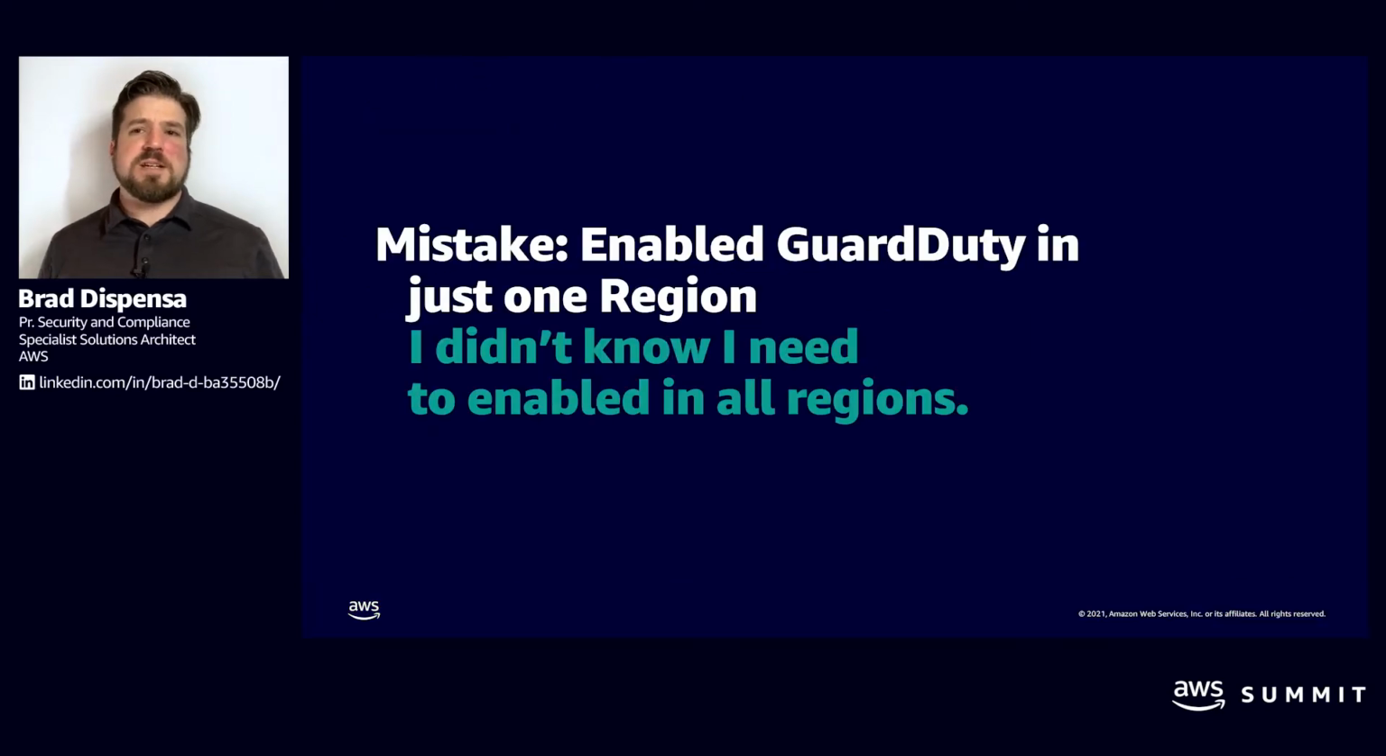So the next mistake I see customers make is they enable GuardDuty, but just in one region. And oftentimes customers didn't know that you need to enable GuardDuty in all regions. GuardDuty, like many AWS services, is a regional service, and that means that the service gets information from the region that it's in. But we only work in US East 1 or US West 2 or EU West 1. Why would I turn it on in other regions?